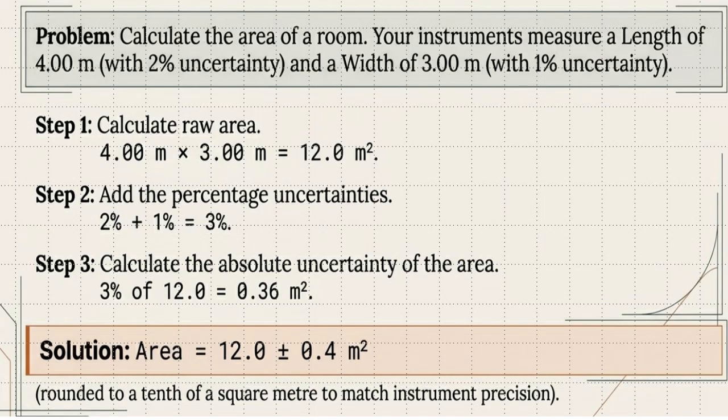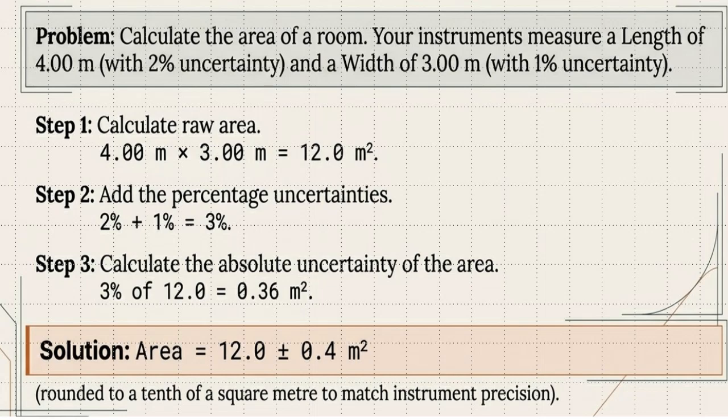Let's look at how to calculate the area of a room when the measurements have some uncertainty. First, multiply the length and width to get the raw area. 4.00 meters times 3.00 meters gives 12.0 square meters. Next, add the uncertainties in the measurements. 2% for the length plus 1% for the width equals a total uncertainty of 3%. Then, calculate what 3% of the area is, which comes out to 0.36 square meters.